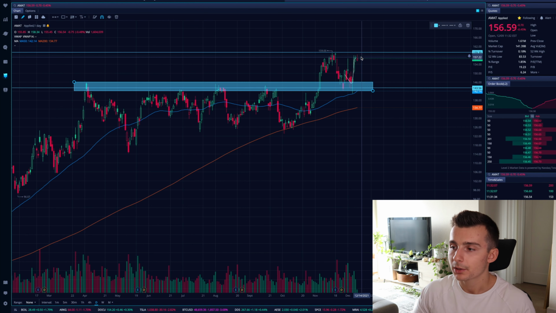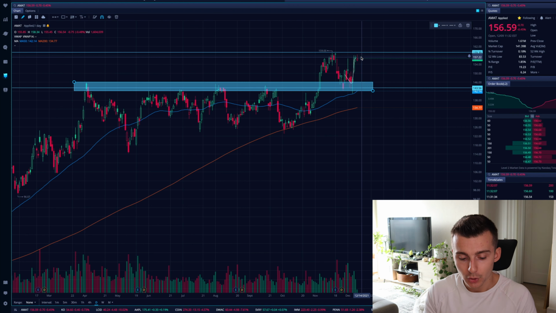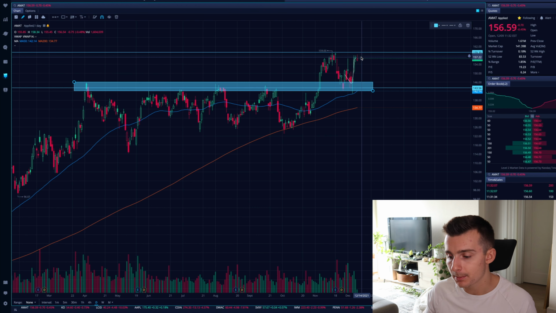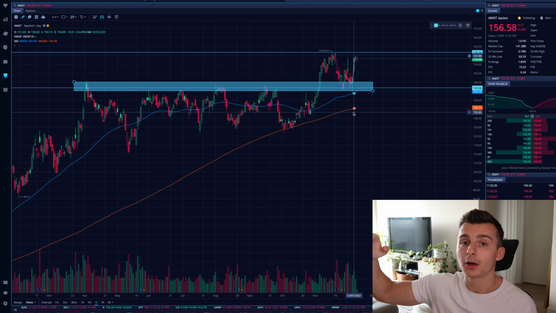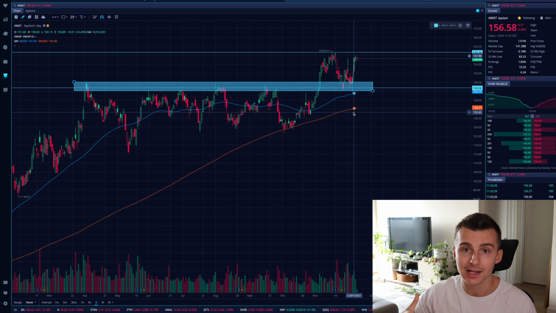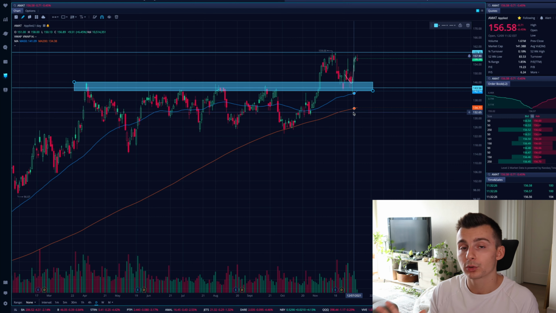So you love to see when it works out that way. It doesn't always work out that way, but that's a great example of showing you how resistance becomes new support and how support becomes resistance. As a stock, let's say, drops below an area of support, it's going to then find that area to be resistance on the way back up. So it's the exact opposite when you're looking at it both ways.